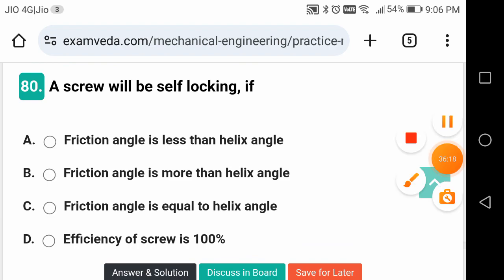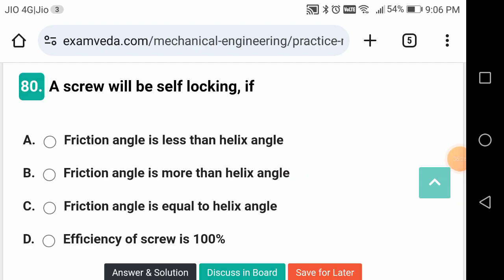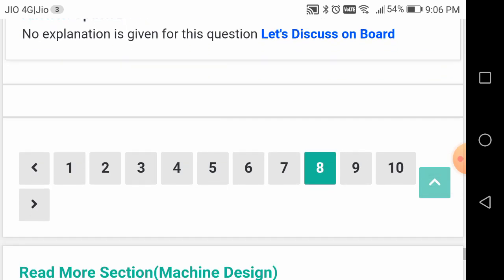So, what is the helix angle here? It is something like this. This is your helix angle, right, for the screw or threads.